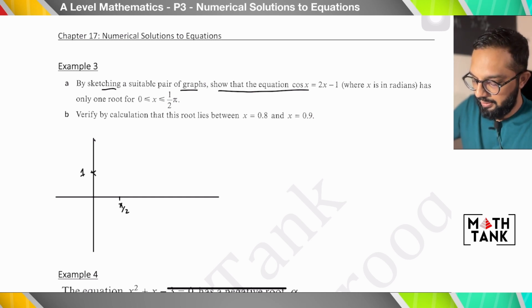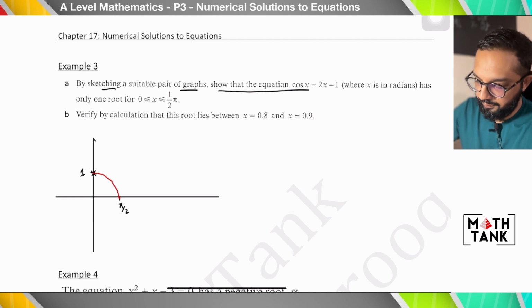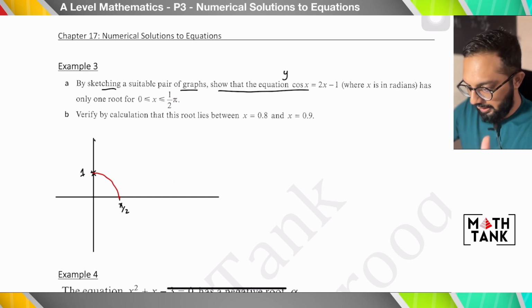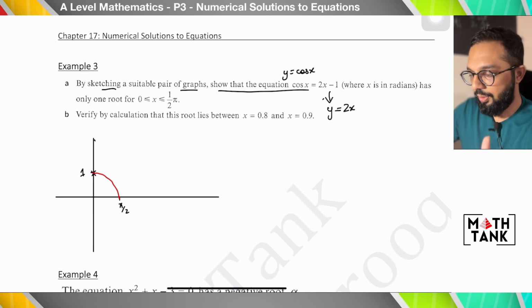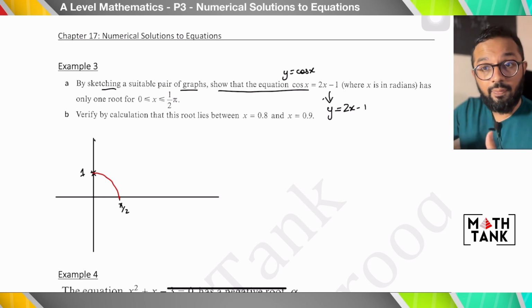So I'm going to use 1 and draw the graph of cos x. So the graph of cos x looks something like this between these values. I would go on and continue like that, but I don't need the entire graph. That's the first graph. Now, I didn't highlight that by sketching a suitable pair of graphs. So what are the two graphs that I'm drawing? I'm drawing cos x and I'm drawing 2x minus 1, because these are the two equations that I've solved simultaneously. So I'm looking for the root of this equation.